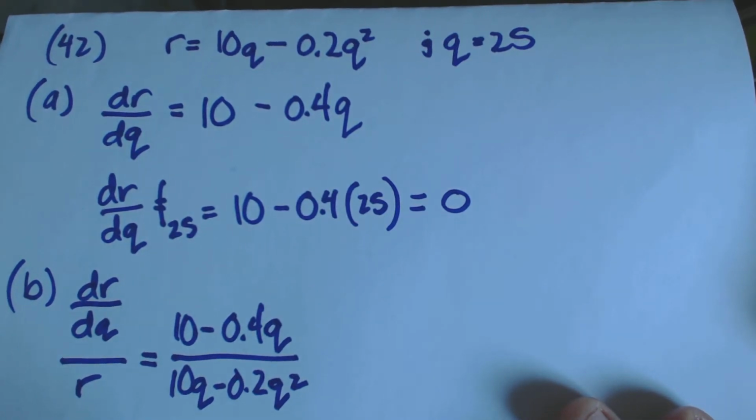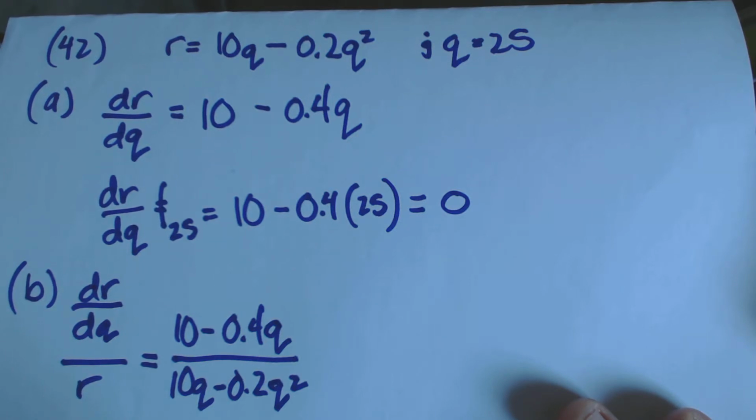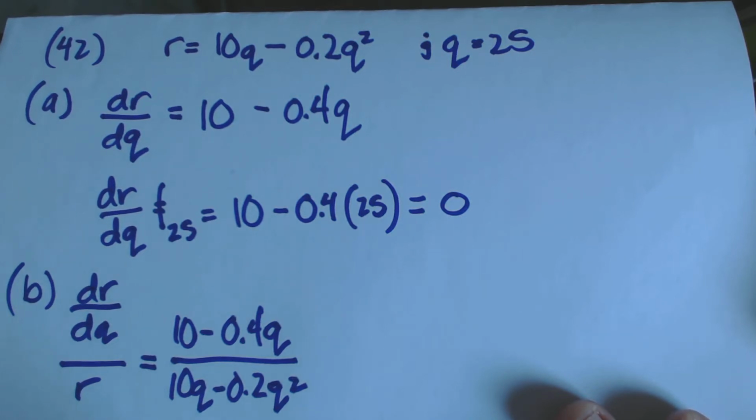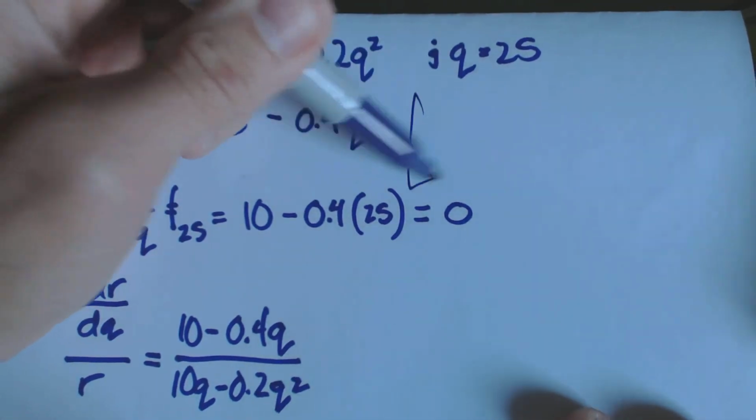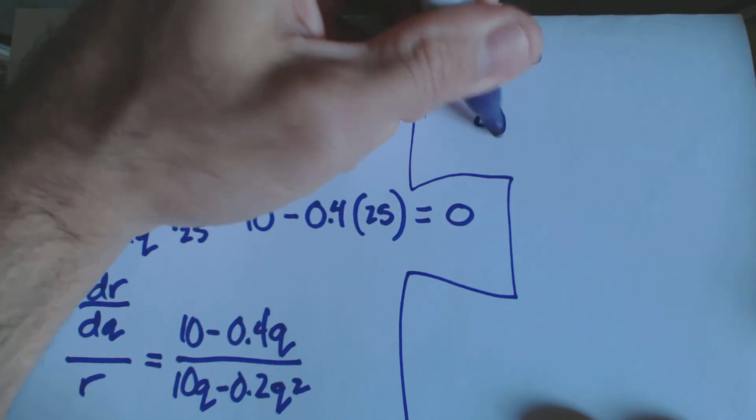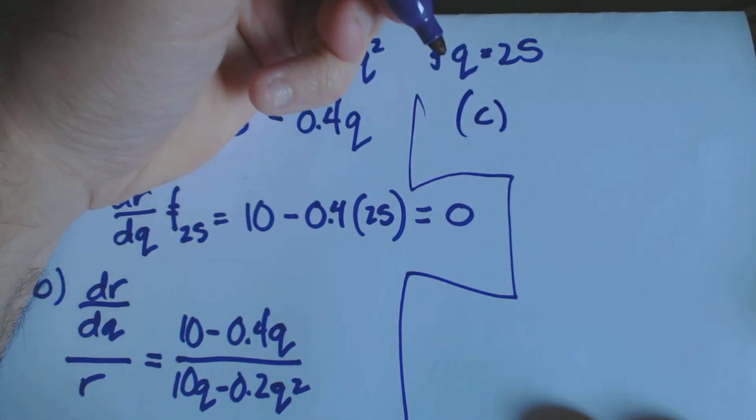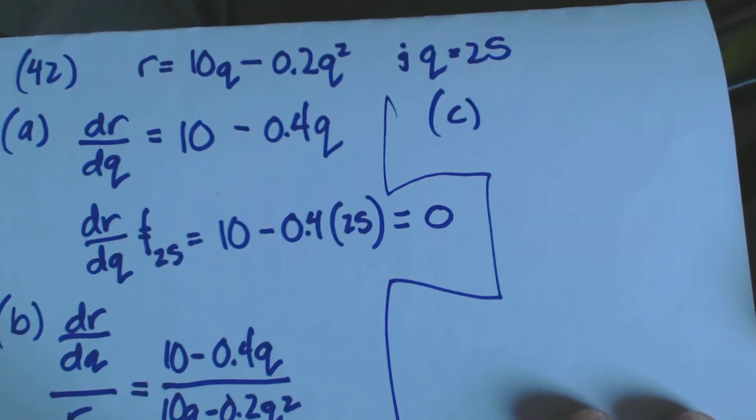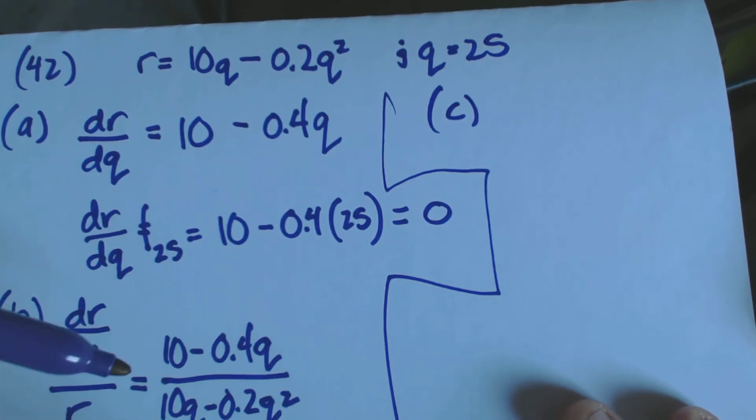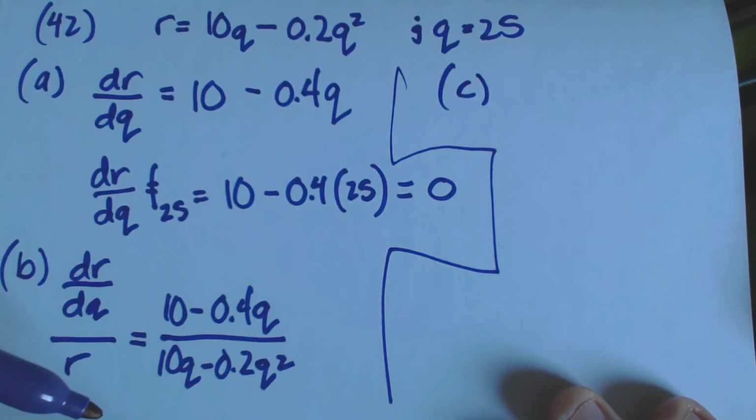And now we want to evaluate the relative rate of change. Actually, we're not being asked to evaluate it, so forget that part. C, to the nearest percent, find the percent rate of change of R. So the percent rate of change of R is going to be the relative rate of change times 100.